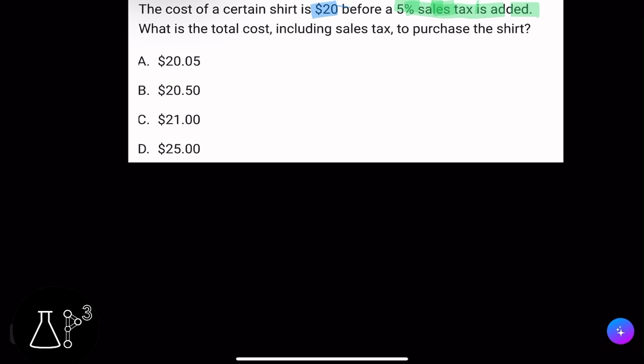So I can write it as original price as 20 bucks. And then I can write sales tax as 5%. So what I have to do now is multiply 20 with the sales tax to get the total purchase. And I might be thinking, well, it says 5%. So do we just do 0.05? No. How tax works is that you're adding 5%.